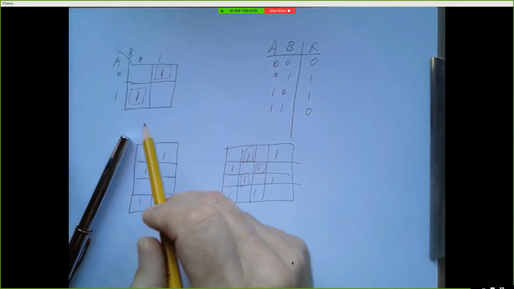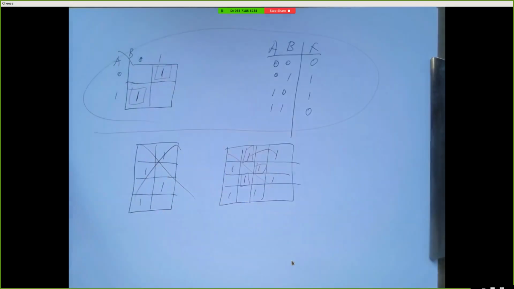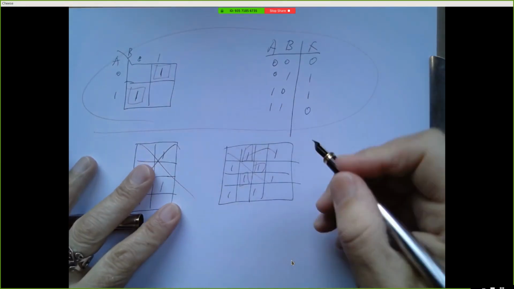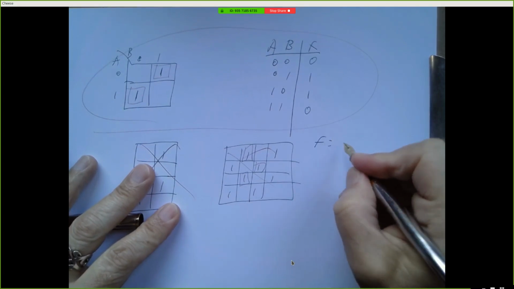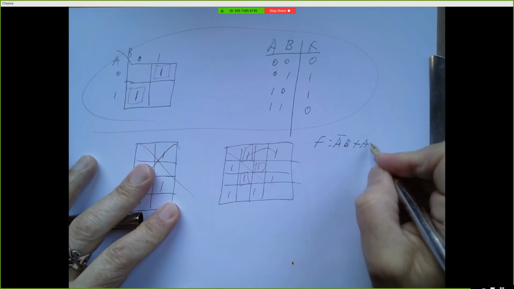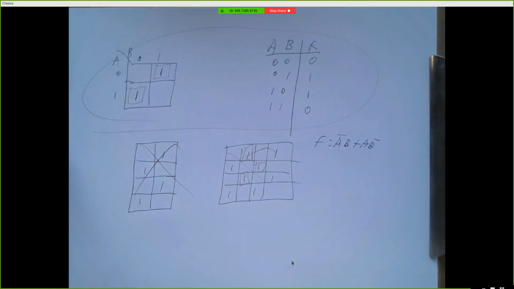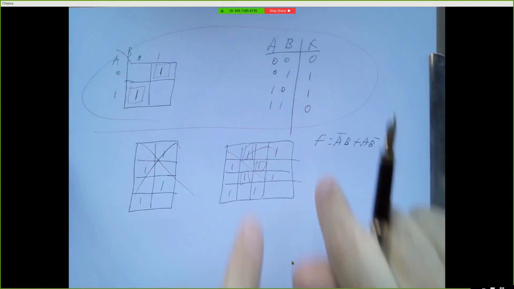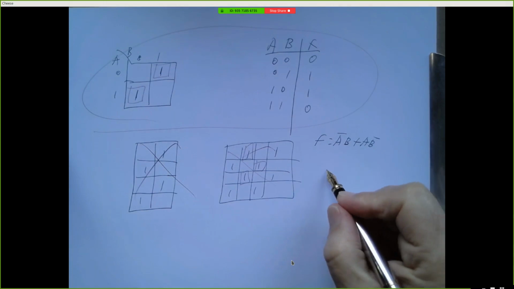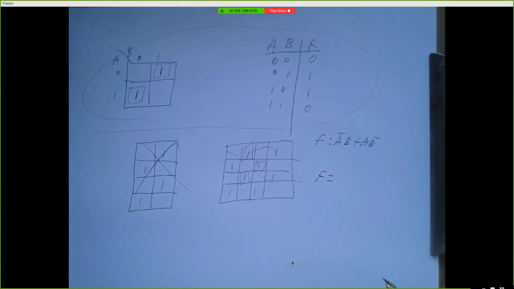So just looking at this top case, ignore those. If we were to write f in terms of sum of products, f would be a bar b or a b bar. Okay, but there's another expression for f having this truth table. Does anybody know what that expression is? Or logic function?